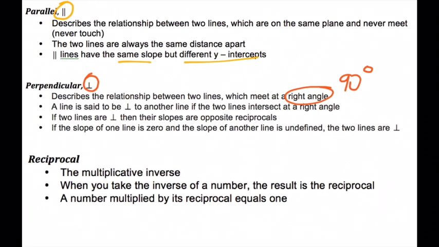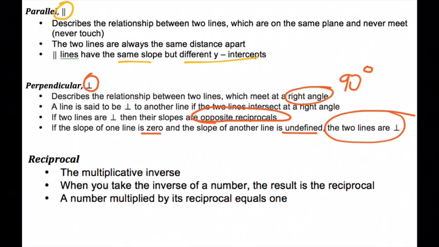If two lines are perpendicular, then their slopes are opposite reciprocals. This is an important part right there. Their slopes are opposite reciprocals. And our last one, if the slope of one line is 0 and the slope of another line is undefined, the two lines are perpendicular.